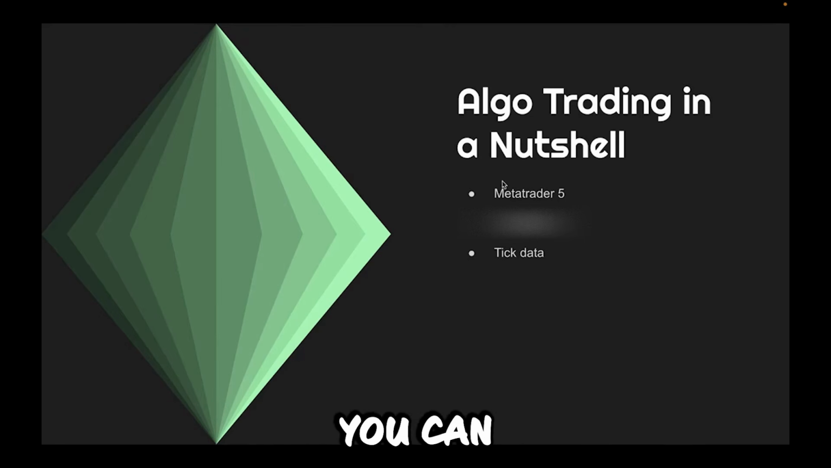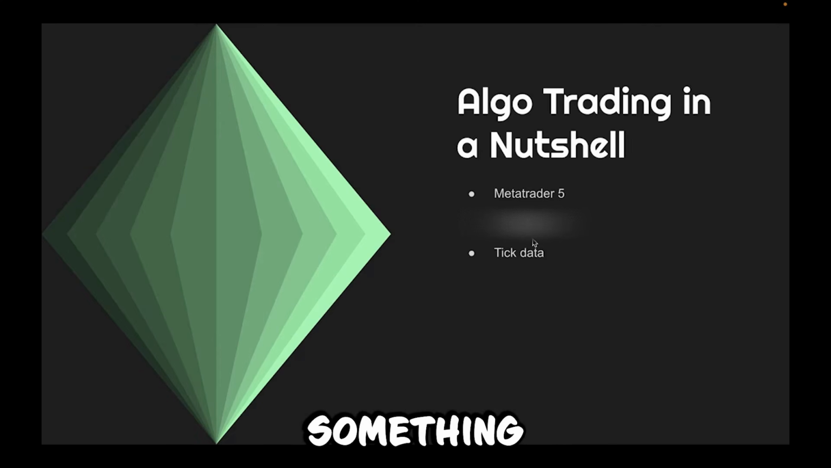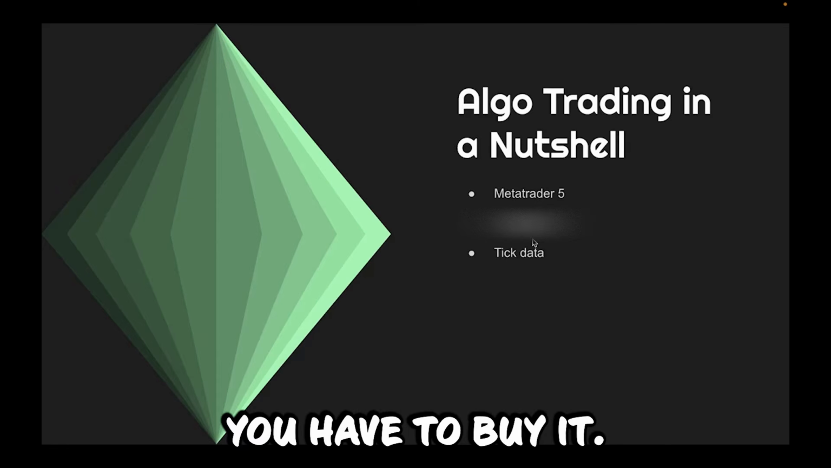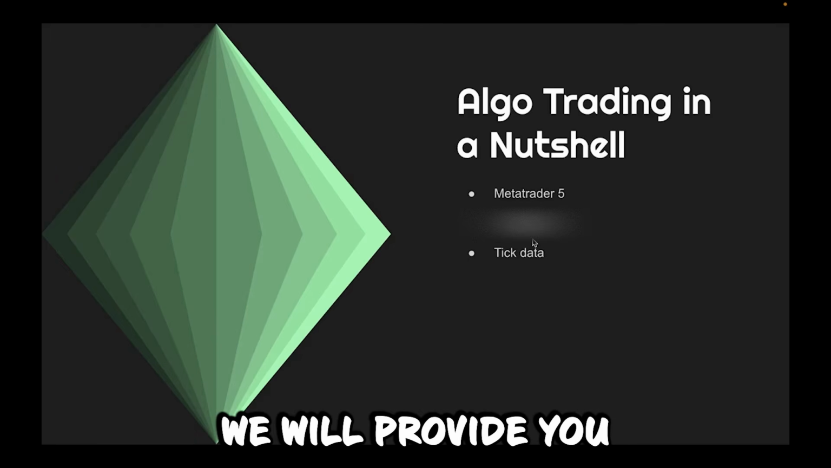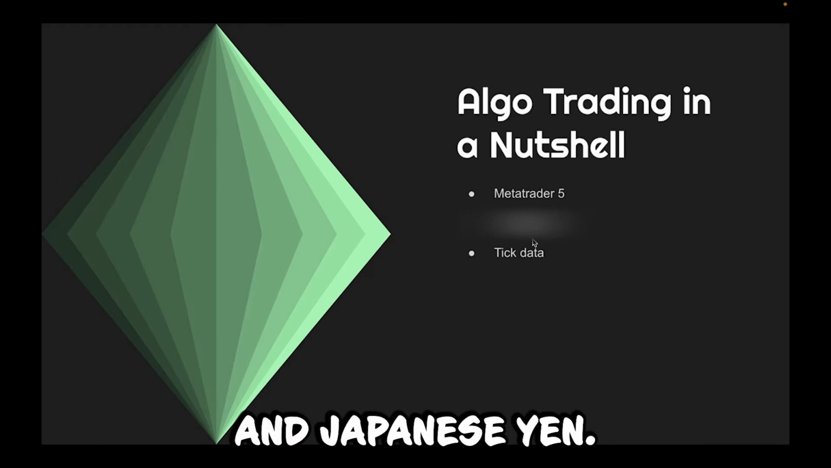And well, you can download MetaTrader 5 yourself. FX Streamer is an online platform, which I will show you in just a second. And the tick data is actually something we are going to provide you. Normally, it is quite pricey. You have to buy it. In this case, we will provide you with price data of US dollar and Japanese yen.